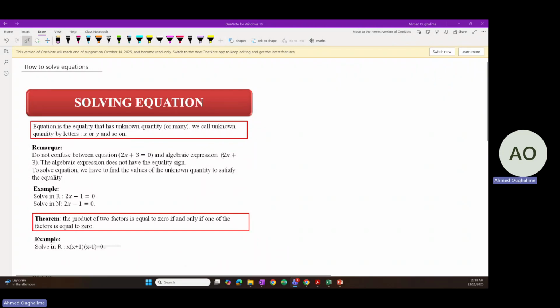Good day to everyone. So today we are going to talk about how to solve equations using main properties.